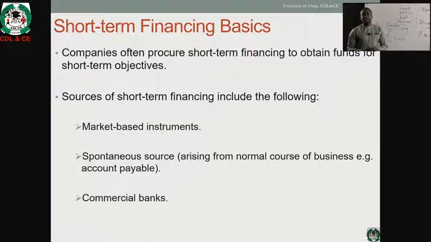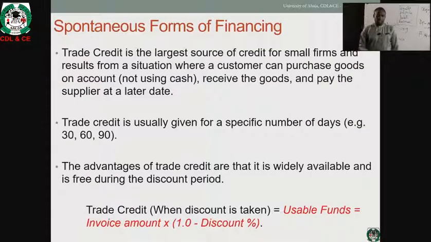Organizations nowadays rely on spontaneous sources of financing like trade credit or accounts payable to finance their businesses, or short-term commercial banking or marketable instruments, as the case may be. So short-term financing is a big deal in corporate finance, because it provides the largest and most patronized source of financing for business opportunities for a short-term period. What do we mean by spontaneous sources of financing?